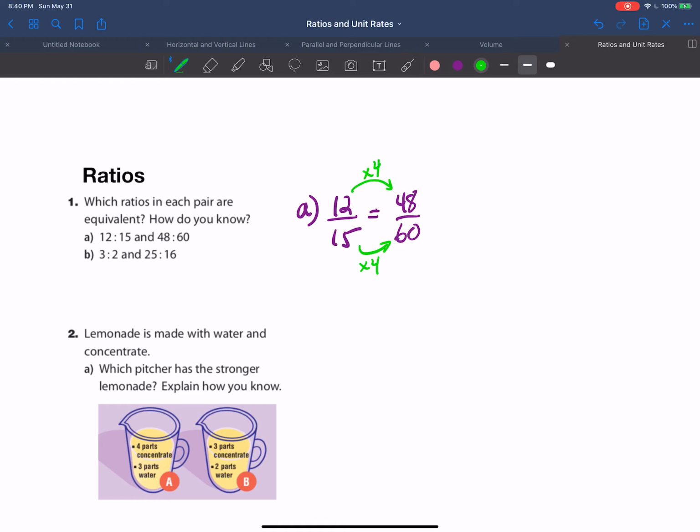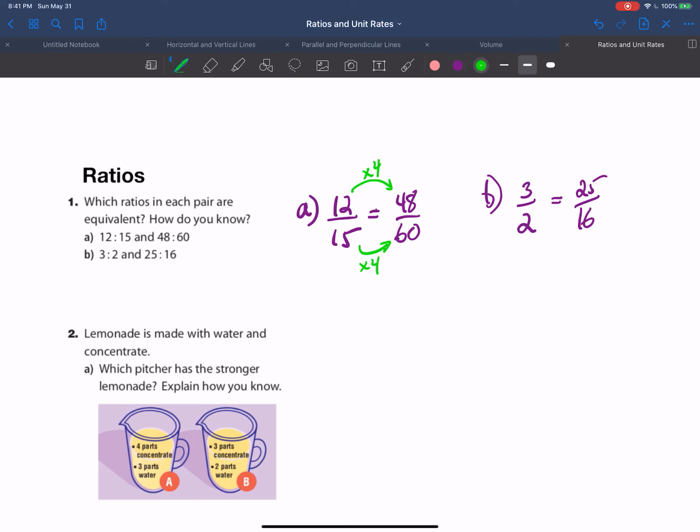So if I multiply the top by 4, would I get 48? That's true, I do. 12 times 4 is 48. 15 times 4 is 60, so that means it's equivalent. That's true. Let's see for B. 3 to 2 means the same thing as 3 over 2. And I have 25 over 16.